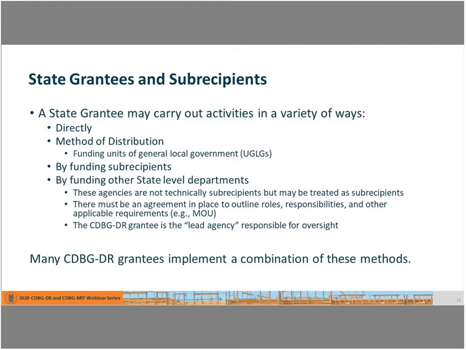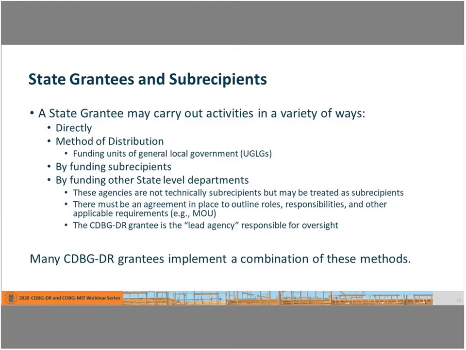The other option is method of distribution. Some states choose to allocate funds based on perhaps some sort of formula allocation or other method that is described and shared publicly to their units of general local government. That's not too dissimilar from the regular state CDBG program, but in a disaster context, you'd want to think through exactly how that methodology works and which local governments would receive those funds. You can also fund subrecipients, as we talked about earlier, so we'll come back to that one in just a minute. So directly administering programs, method of distribution to local governments, fund some subrecipients, or fund other state-level departments or agencies, whatever you call them in your particular state or territory.